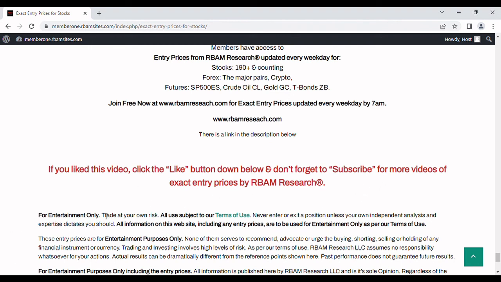Keep in mind, everything you've seen or heard on here, including our opinions and our algorithmically generated entry prices, are for entertainment purposes only. You have to use your own analysis. Can't use our information, including entry prices, for anything but entertainment, and you definitely trade at your own risk.